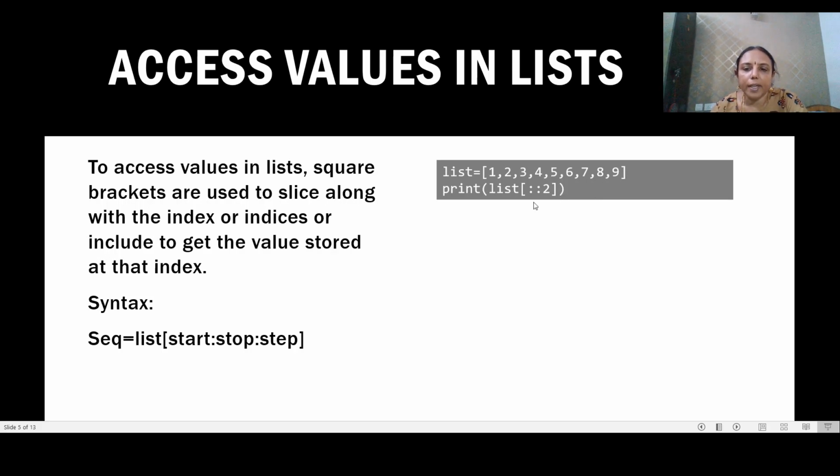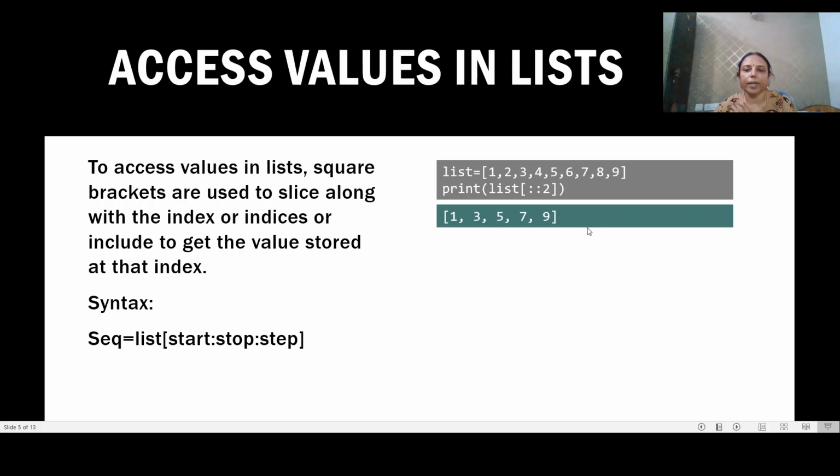So what it means is you start with the start index, and after accessing that element, you have to increment the index by 2. That is what it means. So I will get the first value as 1, then the index is incremented by 2, so it is referring to 3, and again the index is incremented by 2, so it will refer to the element 5, then 7, and then 9.